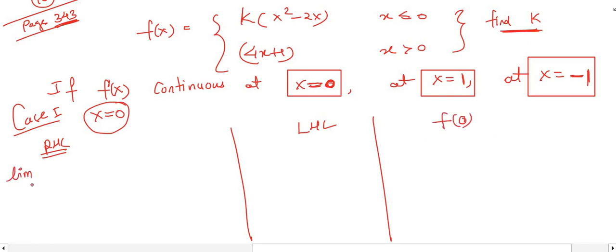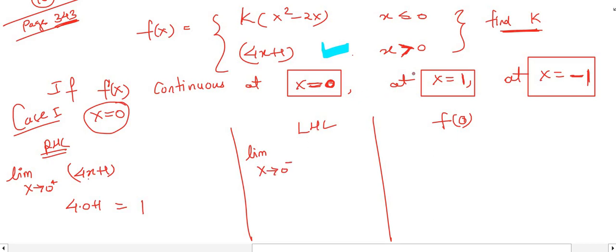So for RHL, limit x is tending to 0 plus. 0 plus means this one we will take, by now you know. So it will be 4x plus 1. Now just put the value 0 here because it is just a polynomial, so we can put 0. So 4 into 0 plus 1 is 1. This is RHL. LHL, look, limit x is tending to 0 minus.